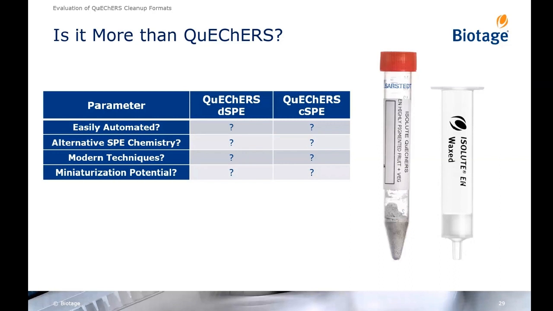Are you able to do alternative SPE chemistries? That's another question I wanted to answer. Is it open to modern prep techniques? And then finally, is there miniaturization potential? Can we scale down? The more you scale down your operation, the more throughput, the more samples in, the more samples out you get, less solvent. So miniaturization is a huge benefit to labs.